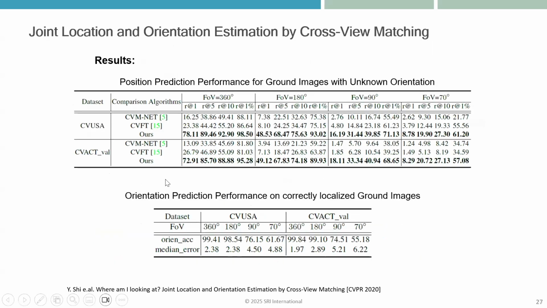So they had a big jump in performance. You can see CVMNet on these data sets, CVUSA, CVACT, for rank 1 at field of view 360, they jumped from like 16% to 78%, right? So that was a big jump of performance. Of course, if you reduce the field of view to like 70 degrees, the performance was just about 8% at rank 1, right? But still, it was a big jump in performance from what was there before.